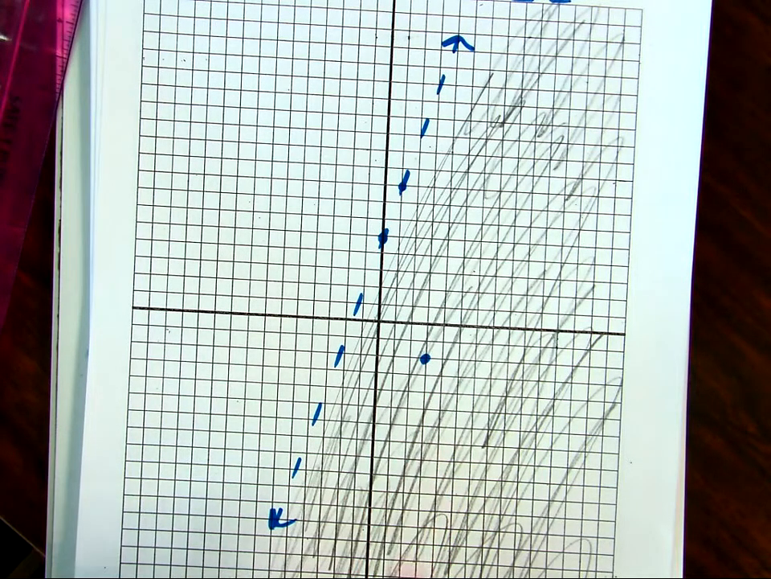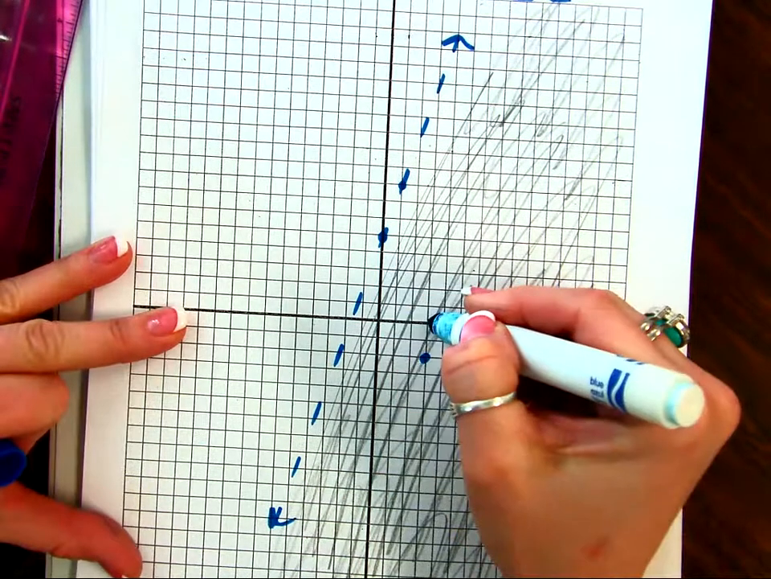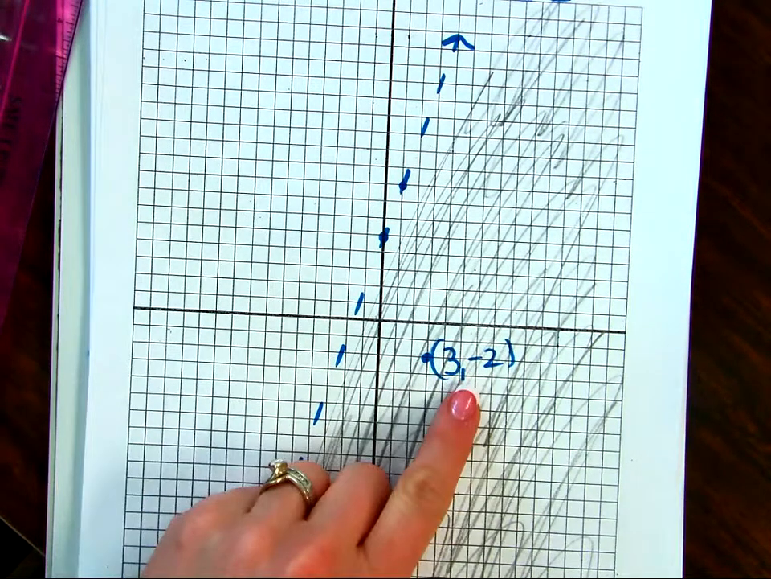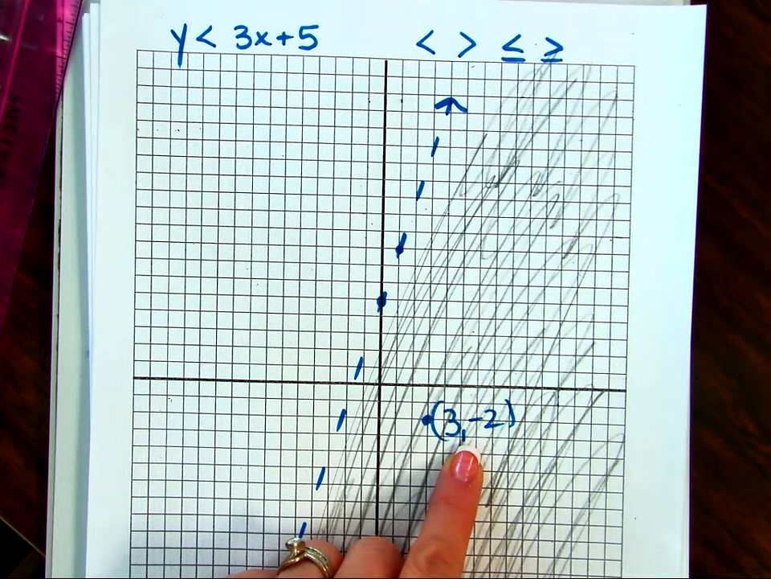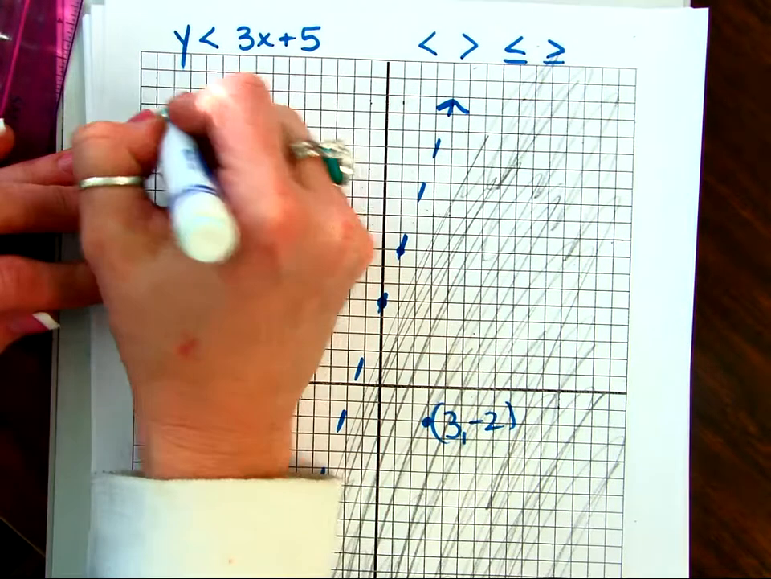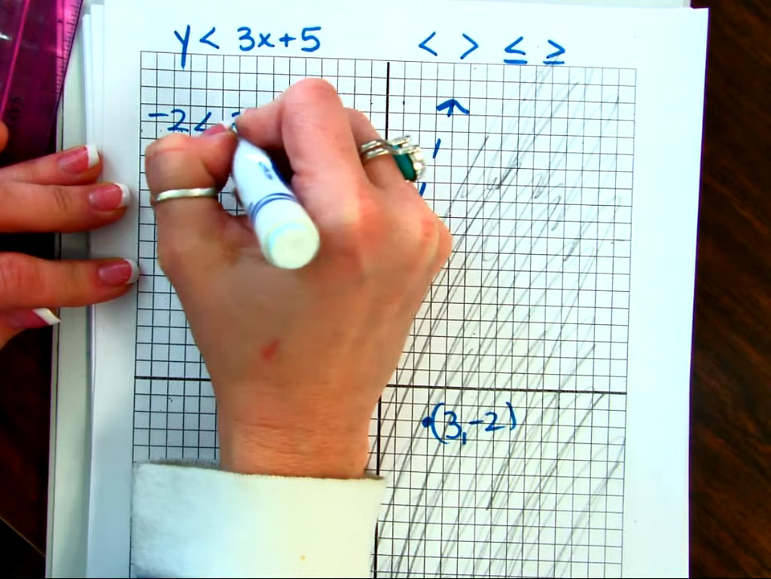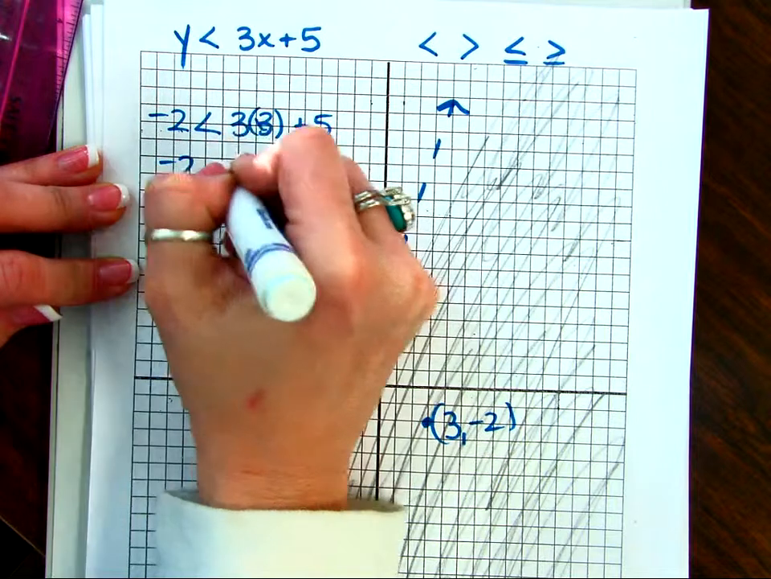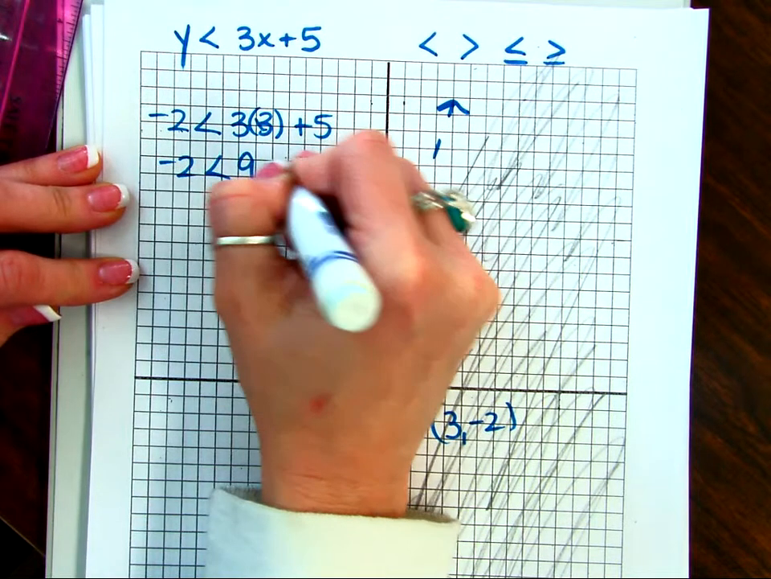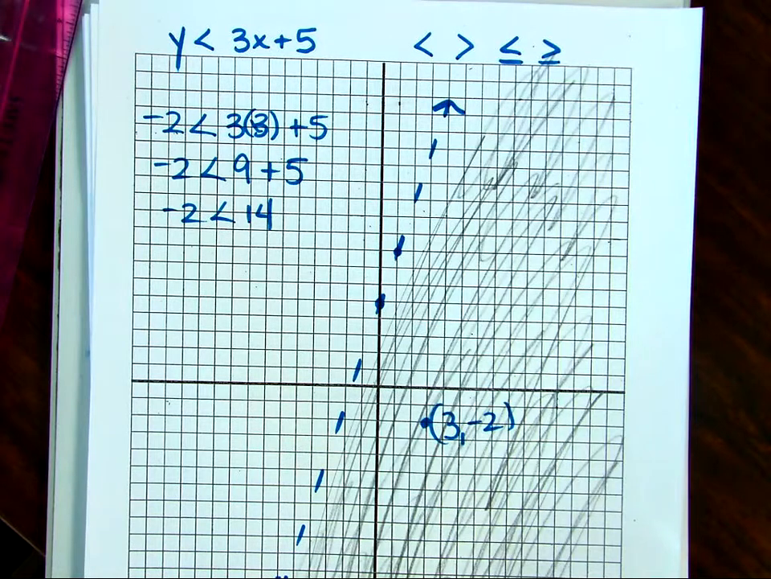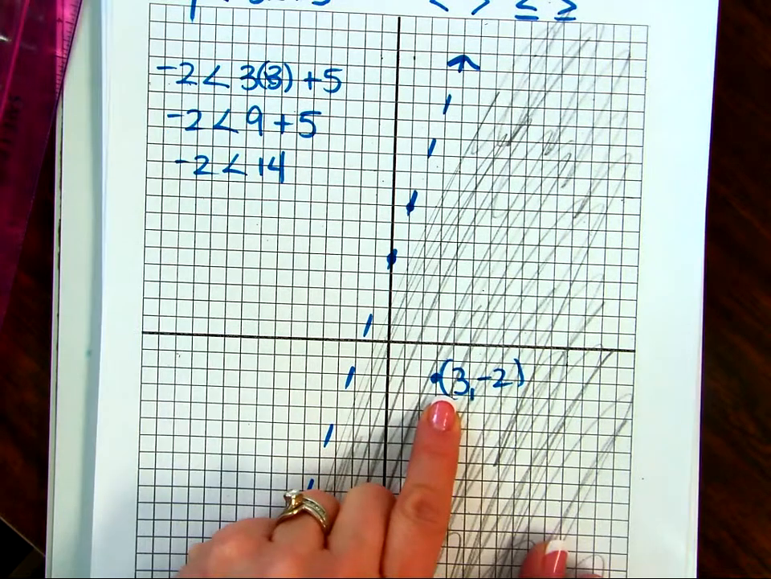So the name of this point is positive 3, negative 2. I can very obviously see that it's a solution of it. So I'm going to prove to you mathematically that it's a solution. So I'm going to take that in for the x and that in for the y. So is negative 2 less than 3x, or 3 times the x, which is 3, plus 5? Is negative 2 less than 9 plus 5? Is negative 2 less than 14? Yeah, that's true, right? That is a true statement, which I expected because I told you, and you saw with your own eyes, that 3, negative 2 is a solution.